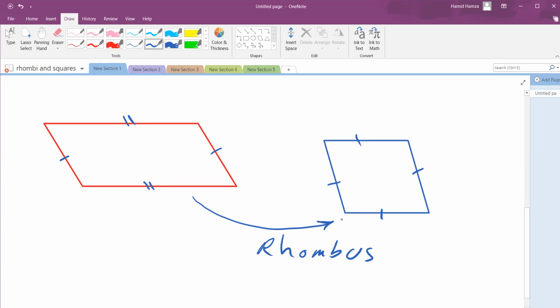So what is a rhombus? A rhombus is a parallelogram with two adjacent sides equal in length. Adjacent sides means come next to each other, this one and this one. For example, if this is 10 centimeters, then this one will be 10 centimeters, 10 centimeters, and 10 centimeters. All of them are the same. So this is the rhombus. And the plural is rhombi.